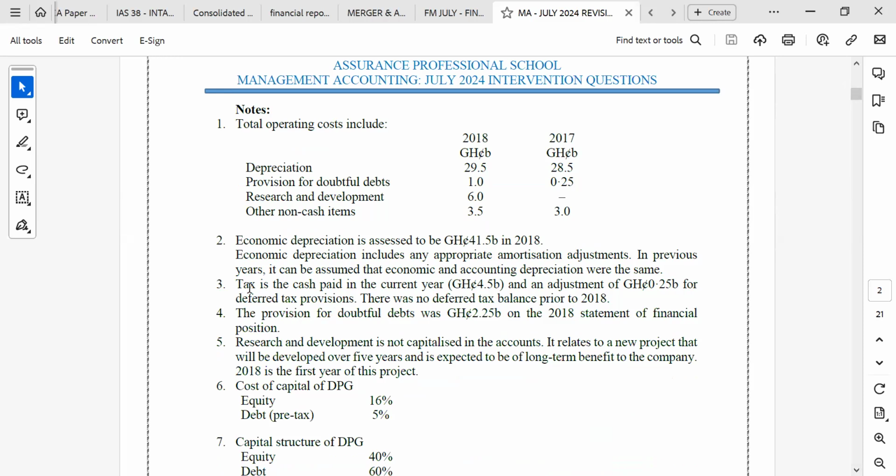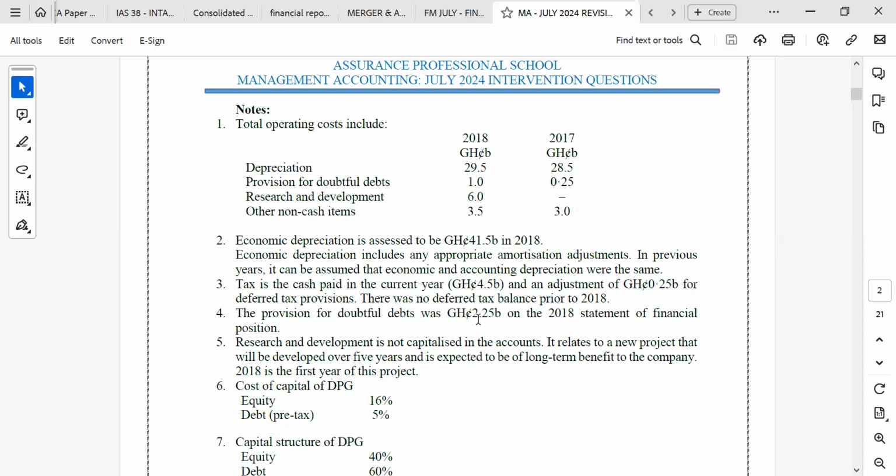So the tax is the cash paid in the current year, 4.5, and an adjustment of 0.25 for deferred tax provisions. There was no deferred tax balance prior to 2018. If there should be a deferred tax balance, deferred tax is a non-cash item, which is going to be taken away from our capital employed. So we add it to the current year, but there was no opening balance. This year's figure will be adjusted against the current year capital employed, which we are using as opening, not closing. So that will not have any effect. But let's come to the tax paid. We have that one. The provision for doubtful debts was what?